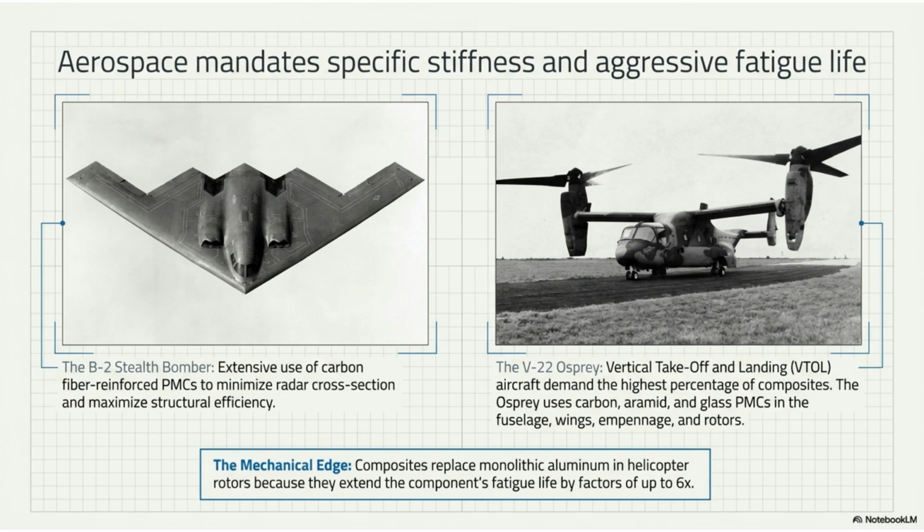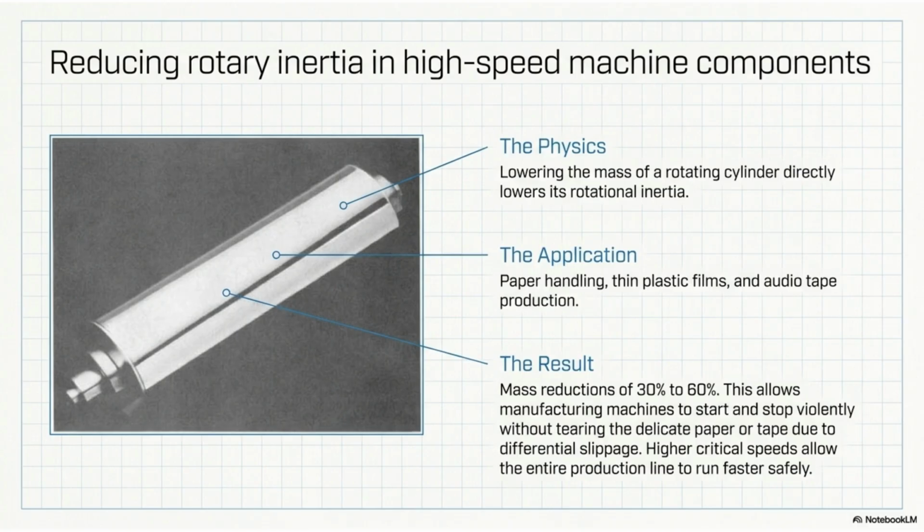Composites replace monolithic aluminum in helicopter rotors, such as on the V-22 Osprey, extending fatigue life by factors of up to 6 times. Composites are crucial in reducing rotary inertia in high-speed machine components. Lowering the mass of rotating cylinders directly lowers their rotational inertia. This is vital in applications like paper handling and plastic film production, allowing for production lines to run faster and safer.